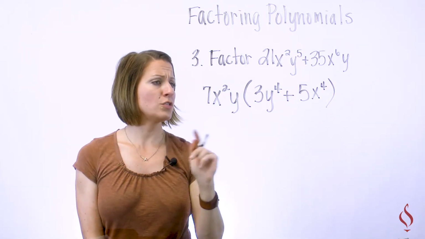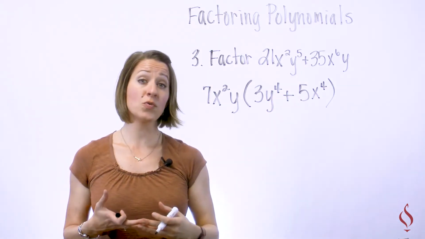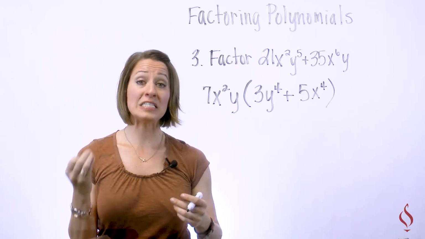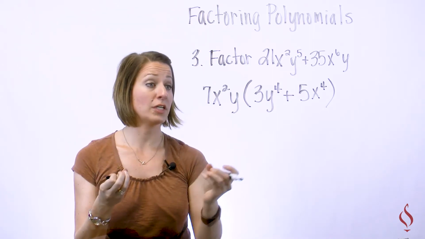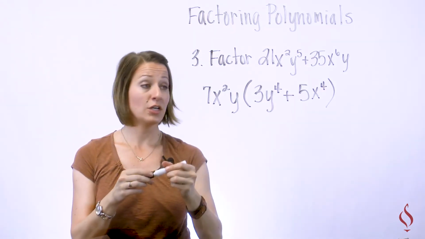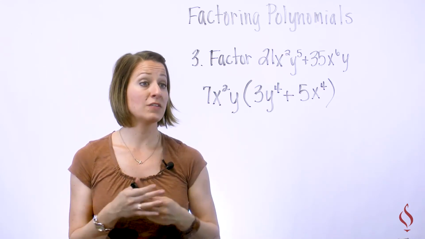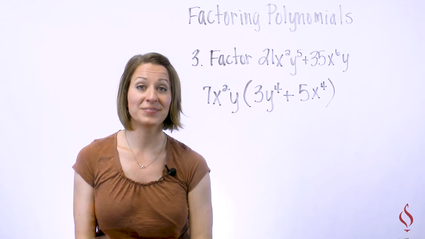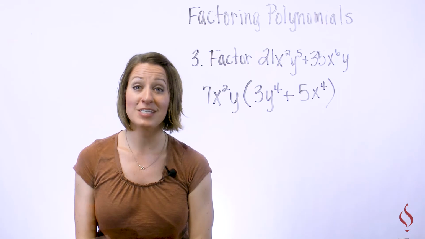Now, I want you to look at something. Even though both of them have an exponent of a 4, because those exponents are attached to different variables, they still have nothing in common. And of course, the 3 and the 5 don't have anything in common. So for right now, as far as we can factor, this problem is down to what we have here. So now it's your turn. I want you to pause this video and try some of these on your own.